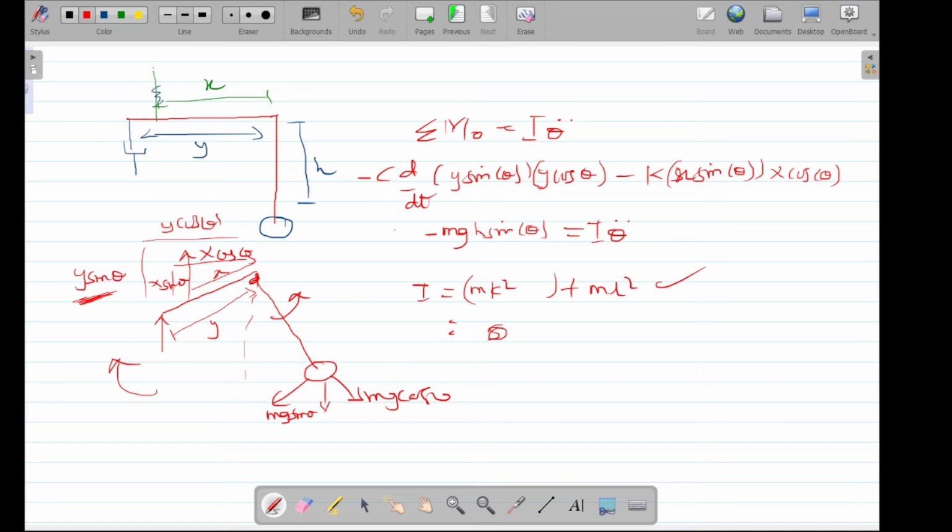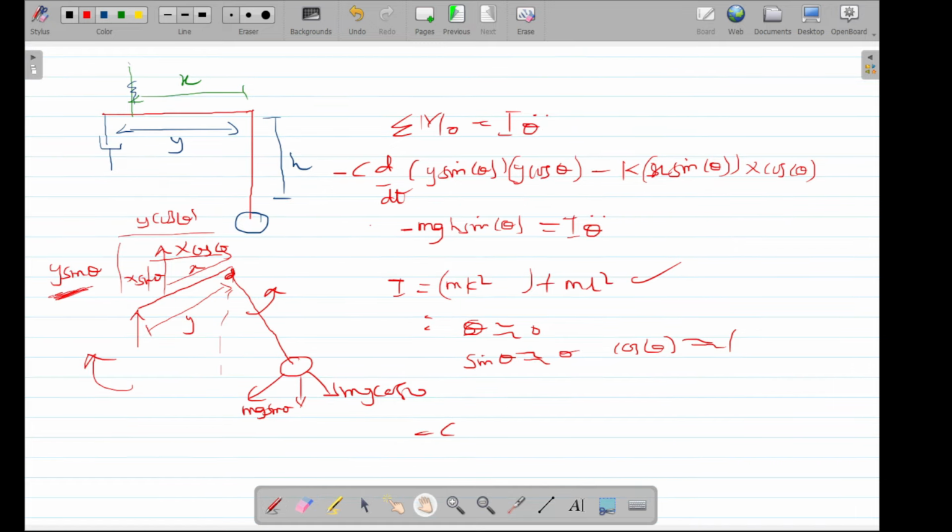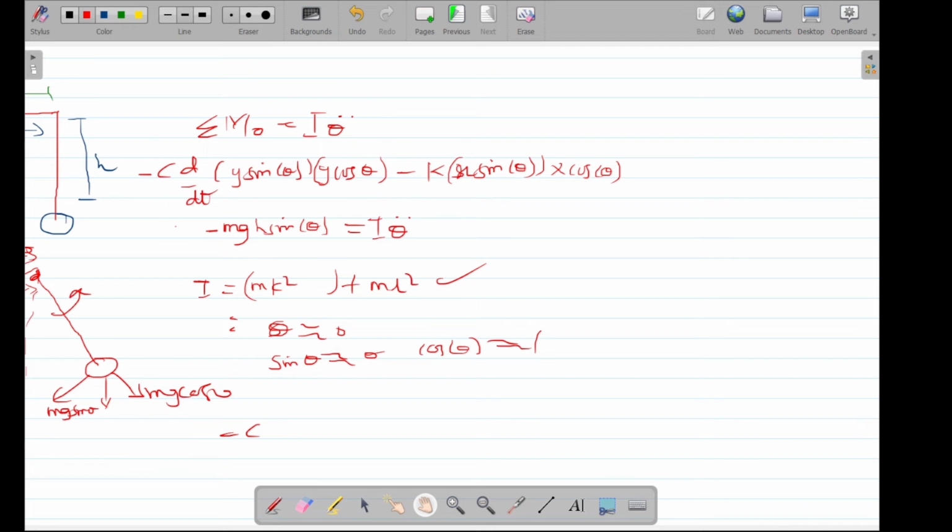Now we know for angles smaller, closer to 0, sine theta is approximately theta and cos theta is approximately 1. So in here, you're going to have minus c, d/dt of y sine theta will be just what? Y theta dot multiplying y, and then we have minus k x theta multiplying x minus mg h theta to be equal to I theta dot dot.